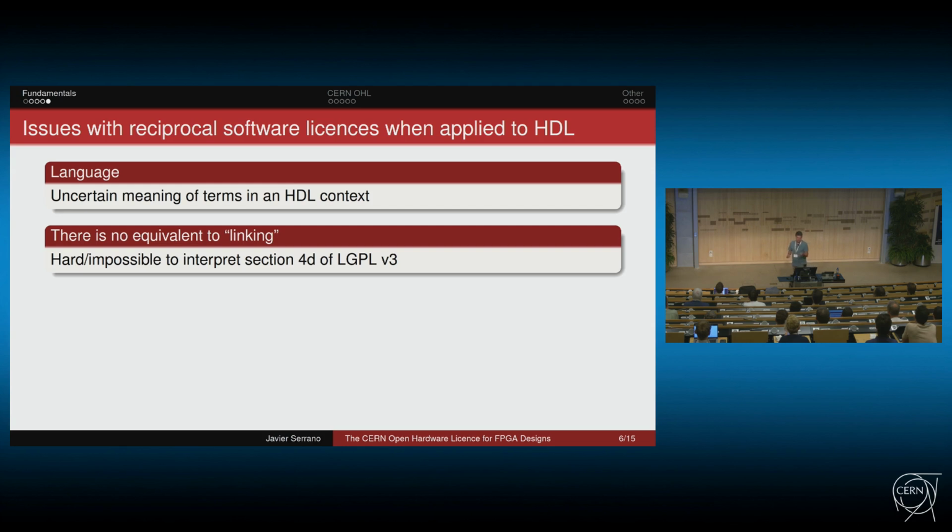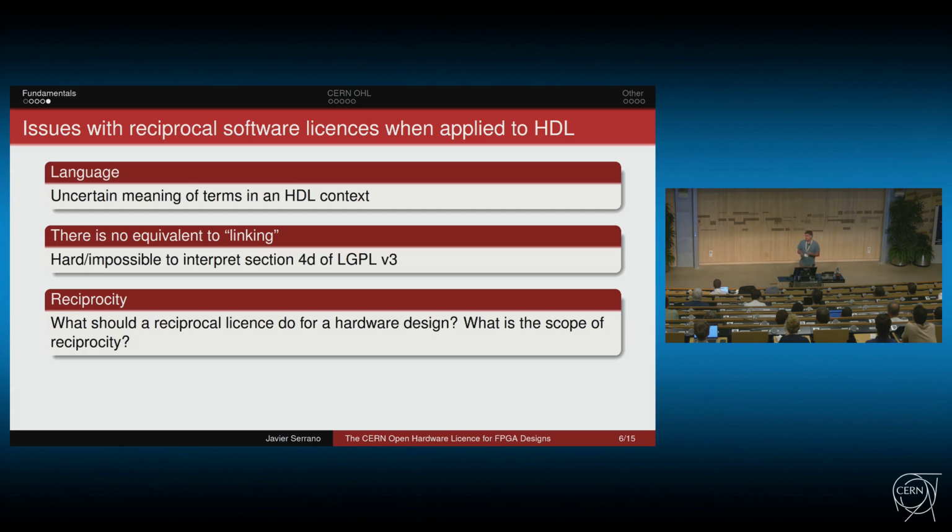There is a clause 4D in LGPL that says, if you release a project made of a proprietary part and a free part, free as in freedom, you must allow the users to upgrade the free part with a new version, and this is achieved in practice in software by releasing a binary of the proprietary part and then linking a new version of the free part. Okay, but this is very awkward to do for HCL designs, so yeah, impossible to comply in practice.